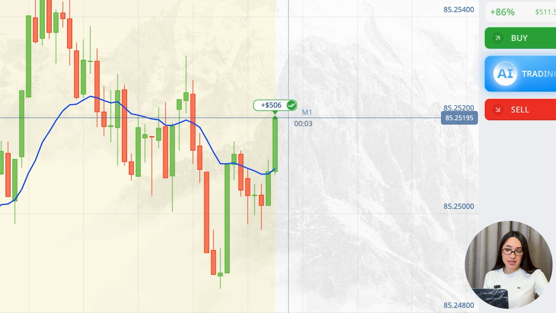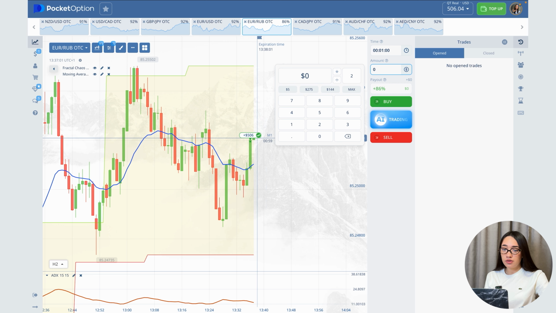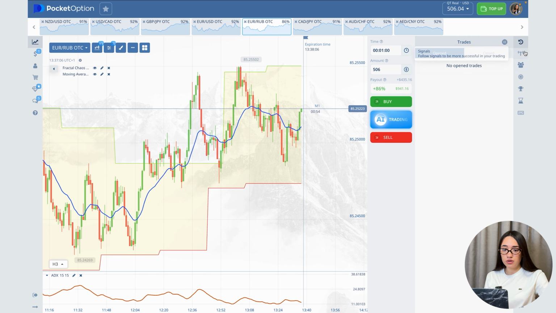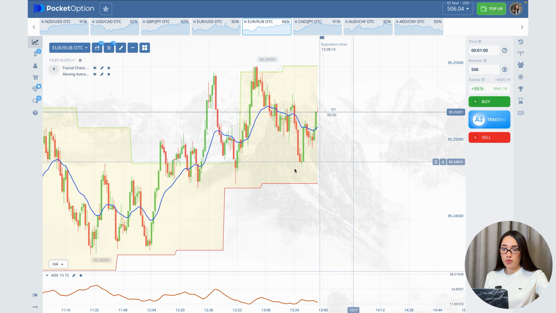And as you can see, the deal is closing very well and positive here. In general, there is nothing difficult. And again, I put the maximum amount for the further opening. Let's continue and select the next point.